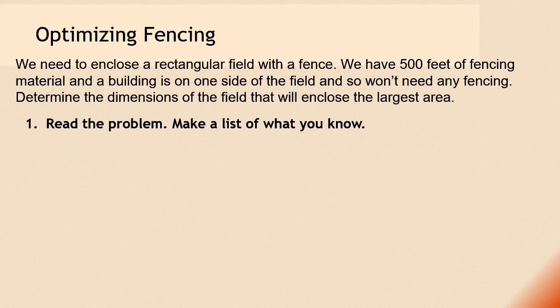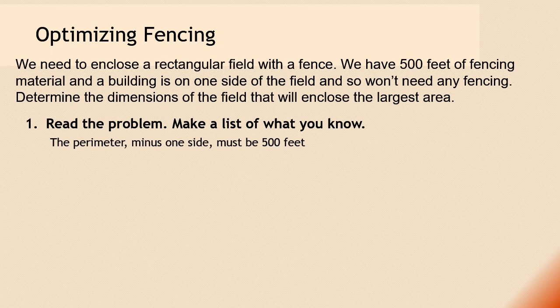Let's look at an example involving optimizing fencing. We want to enclose a rectangular field with a fence, and we have 500 feet of fencing. So immediately we're thinking to ourselves, well, here's a constraint. And also there's a building on one side of the field, so one side isn't going to need any fencing. We want to determine the dimensions of the field that will enclose the largest area.